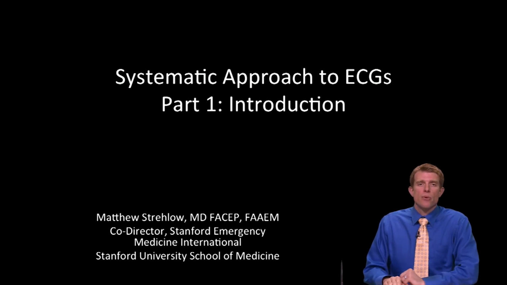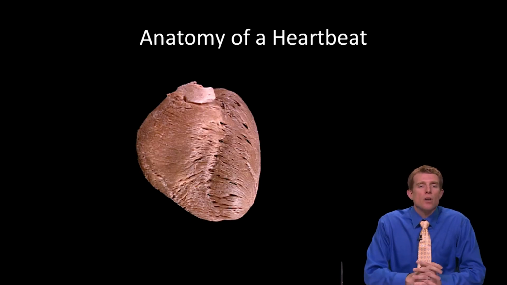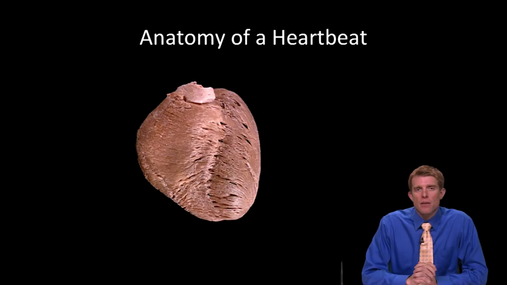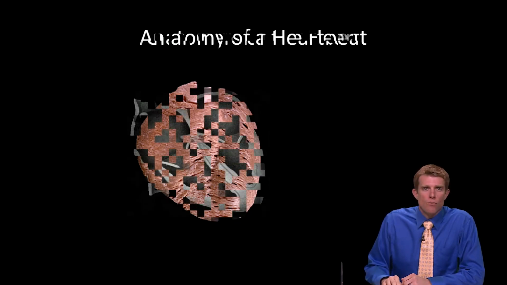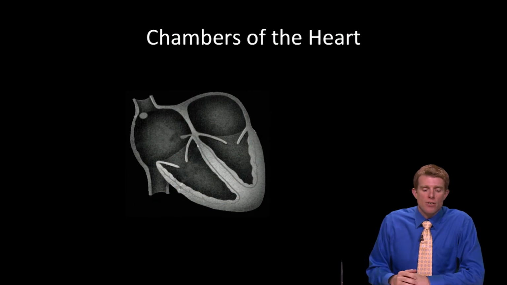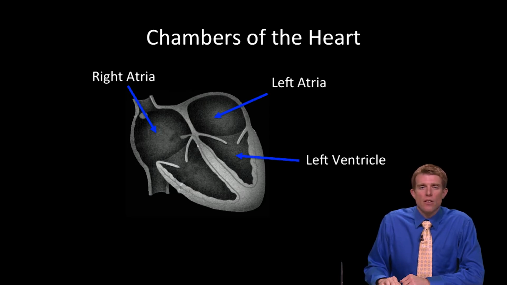So let's get started with our introduction to ECGs. And we'll talk about the anatomy of a heartbeat briefly. So here's our heart, right? And if we do a diagram of the heart, it looks something like this, with our 4 chambers that we're all familiar with. We have the right atria, the left atria, the left ventricle, and the right ventricle. And that's the physical structure of our heart.